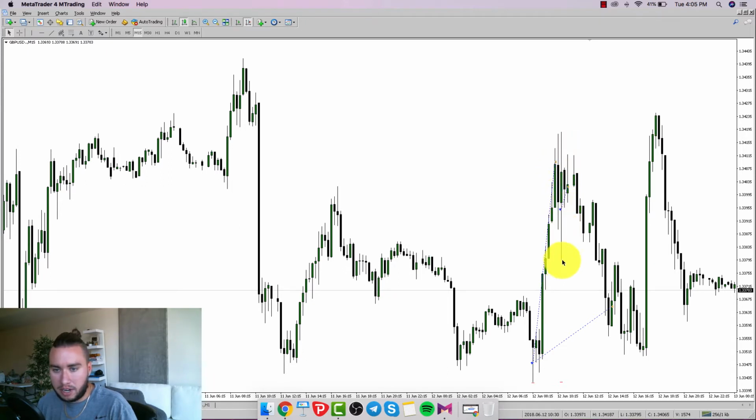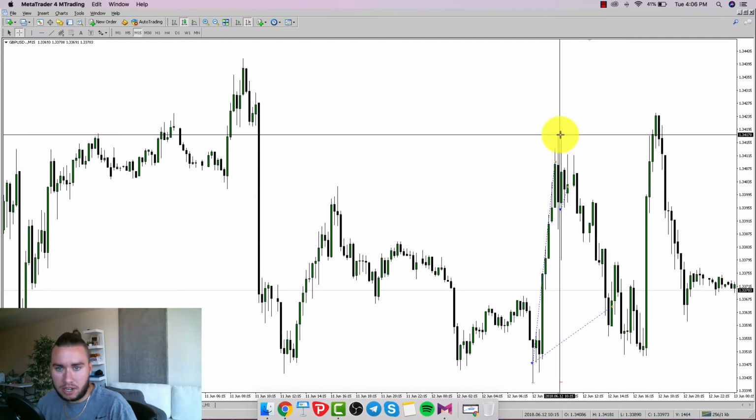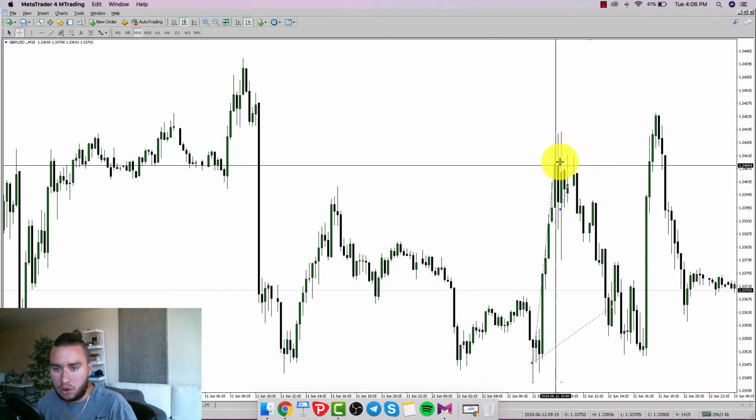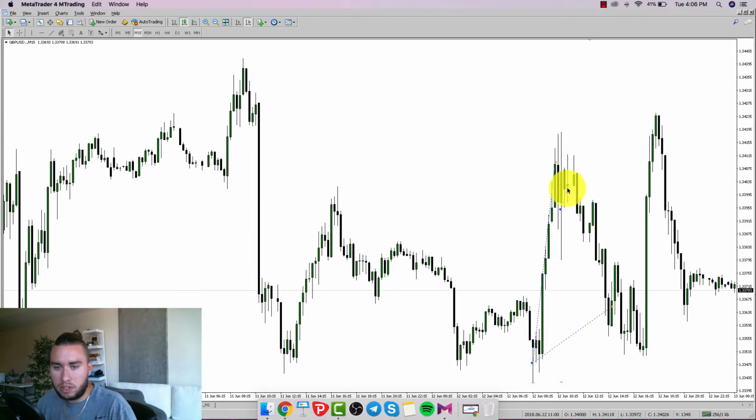And some people may have gotten in here. I unfortunately didn't get in until about right here. And once the market started just kind of wicking in this area, I figured it's finding resistance at this ICT bearish order block in here. So I just went ahead and closed my position with only about 7 pips of profit, just to avoid having any more risk on my account.